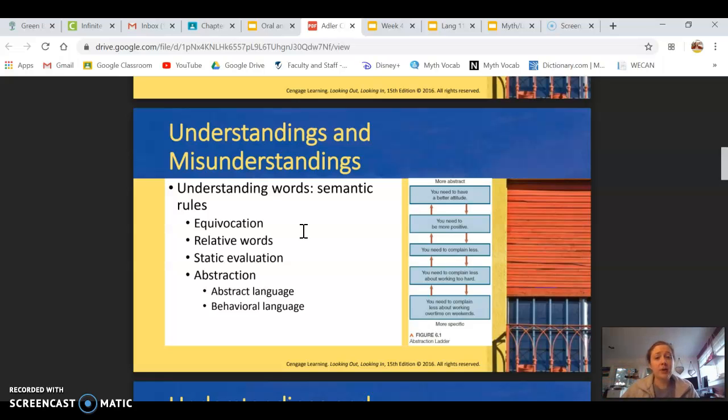And then there's abstraction. It pretty much breaks down between abstract language, which really just means vague language, and behavioral language, which is more specific because it refers to specific things that people say and do.